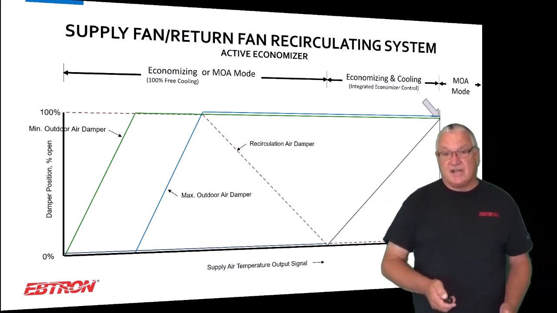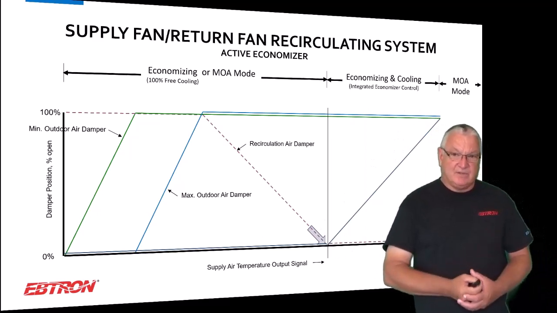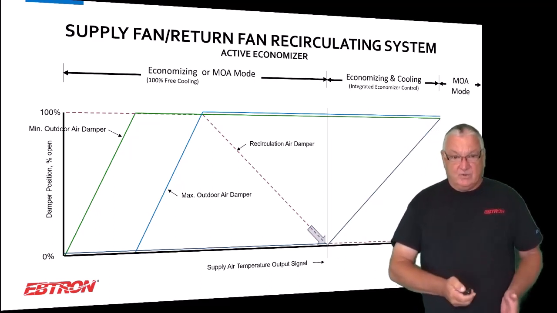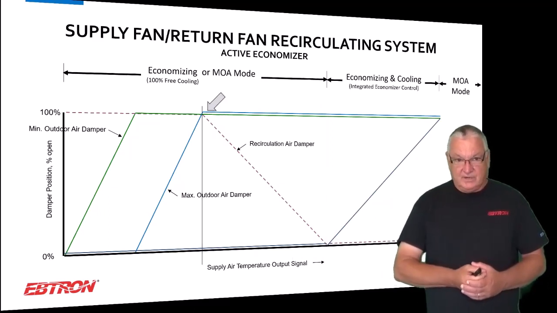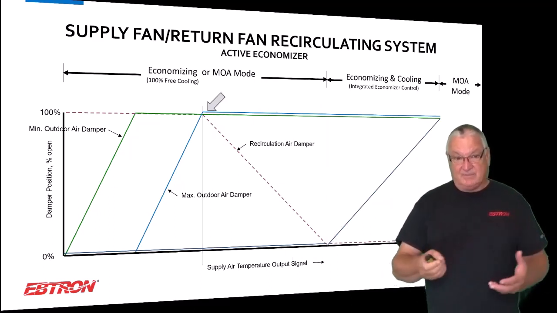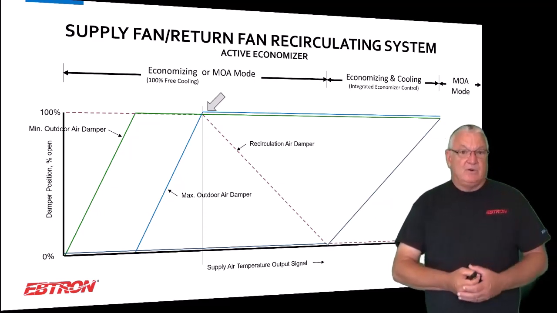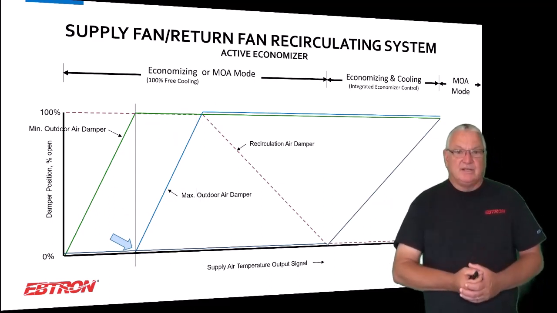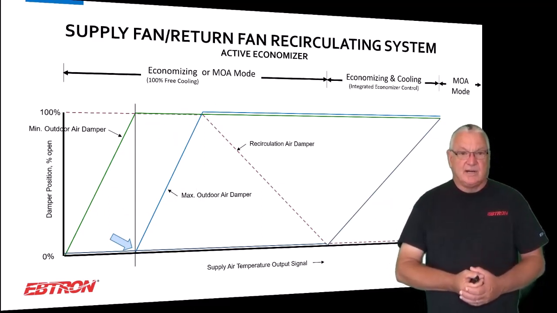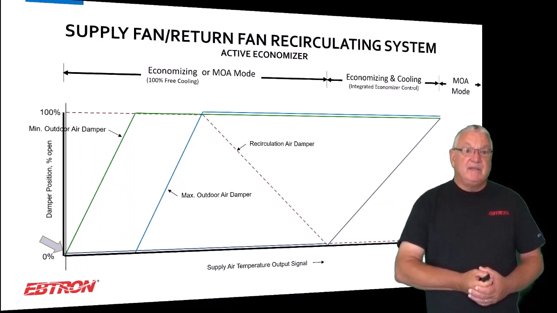Okay, so I'm going to go the same way. We're over here, we come down. We were in this economizing with cooling, and now we're in free cooling mode. We're doing the same thing with the recirc air damper, meaning that our outside air dampers are fully open. And now it's like, okay, what do we do now? Well, the first thing we're going to do is modulate, close the max outdoor air damper, and then finally we're going to close the min damper.